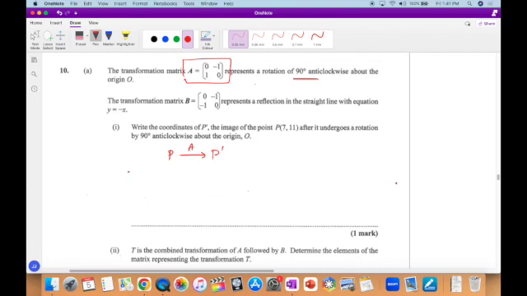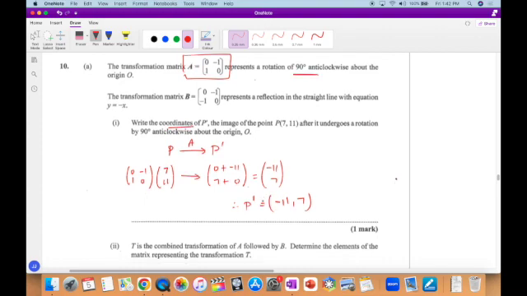And how we do that is we take the transformation 0, minus 1, 1, 0. We multiply it by P, 7, 11, and we will get 0 times 7 is 0 plus negative 1 times 11 is negative 11. And then the underneath row, 1 times 7 is 7 plus 0 times 11 is 0. So we get negative 11, 7. So we want it as coordinates: negative 11, 7 is P prime.